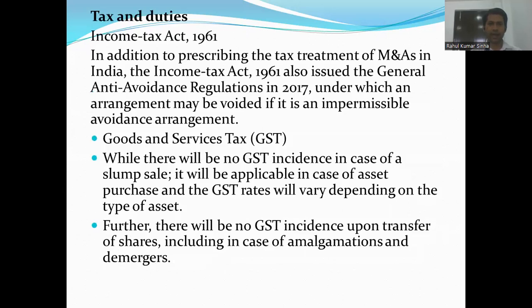Next is the Income Tax Act 1961. Yes, this is also one of the important acts which is to be followed. So in addition, on tax treatment of mergers and acquisitions in India, the IT Act 1961 has also issued anti-avoidance regulation in 2017, in which an arrangement may be void if it is an impermissible avoidance arrangement. So the IT Act is also saying that the tax treatment of merger and acquisition in India should be permissible. Then only it can be approved.